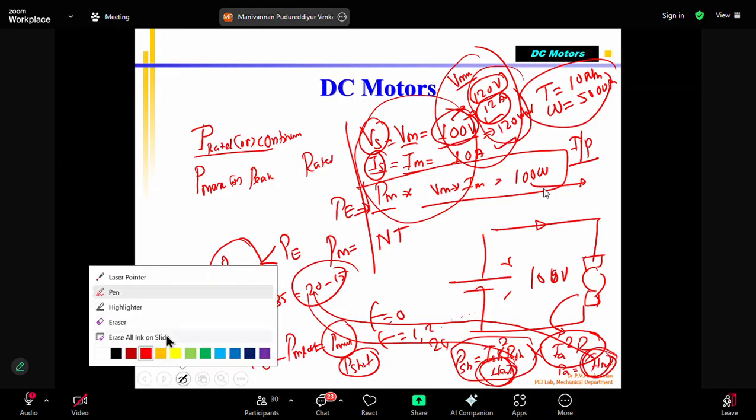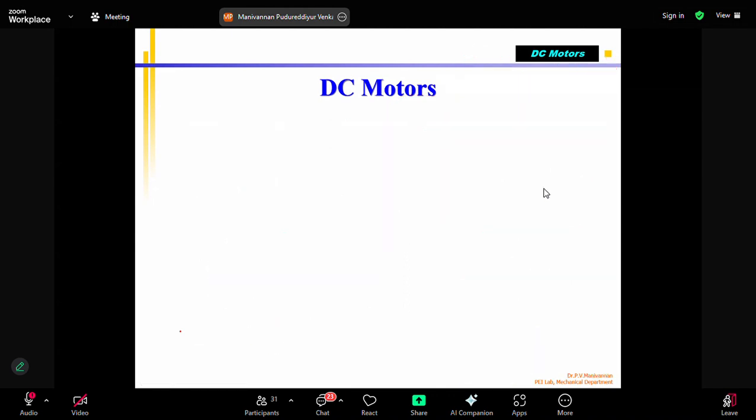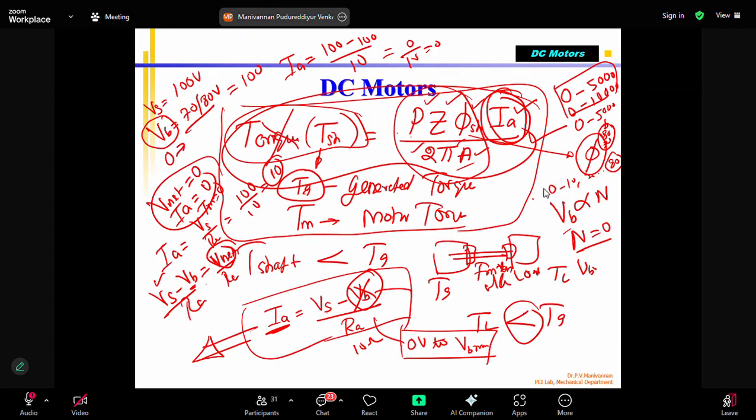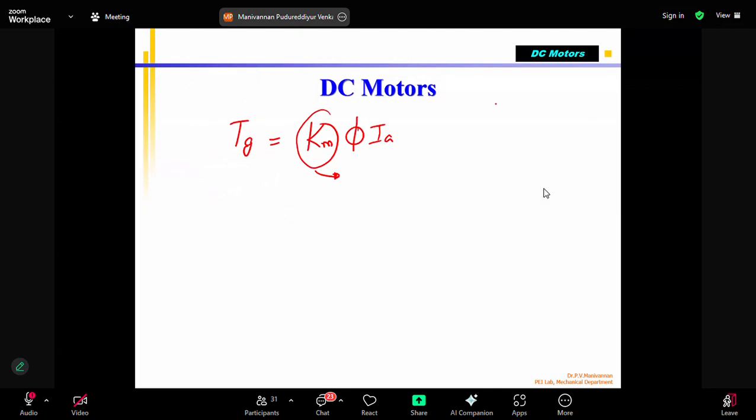Okay, thank you. So next we will continue this one. Already we talked about VB. Yesterday I told you TG equal to Km into phi into Ia. What is this Km? Motor constant. You already know the TG equation is there. I'm rewriting it once again for clarity.